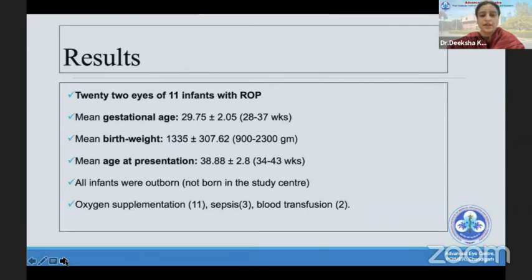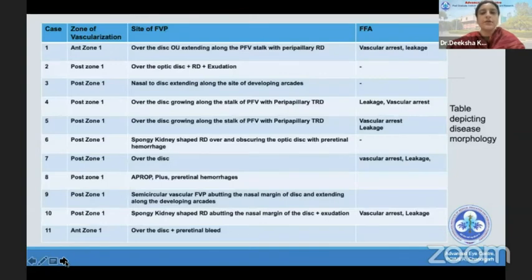The mean gestational age at presentation was 29.75 weeks with a range of 28 to 37 weeks. The average birth weight was 1,335 grams with a range of 900 to 2,300 grams. The mean post-conceptional age at presentation was 38 weeks. None of the infants were born in the study center. All of the infants had a history of oxygen supplementation, 3 had a history of sepsis, and 2 had a history of blood transfusions. If you look at the morphology of the presentations, the zone of vascularization in 9 of the 11 infants was posterior zone 1, which meant that the fovea itself was not vascularized. And if FFA was performed, it revealed severe vascular arrest and leakage.